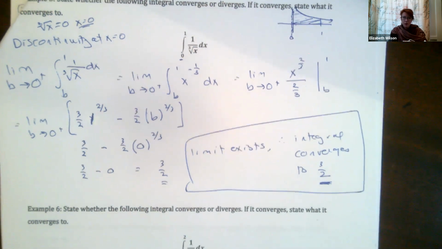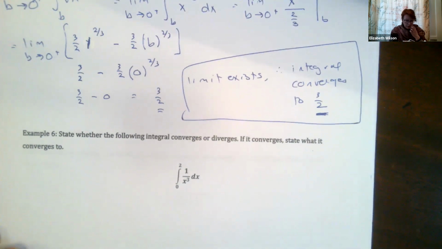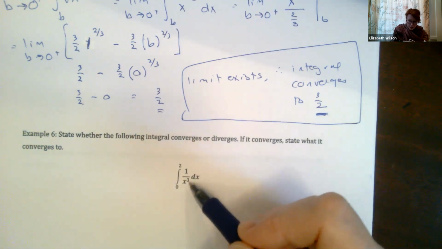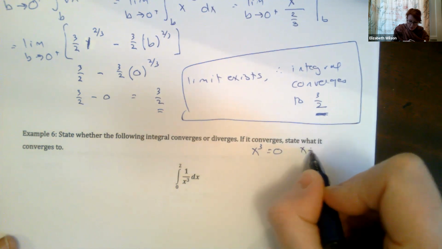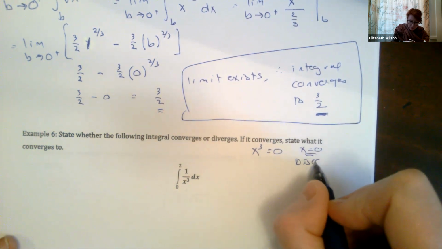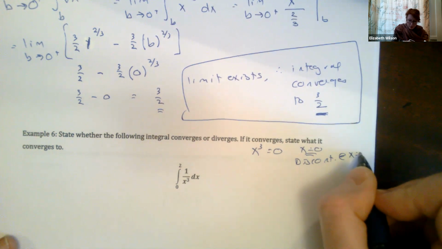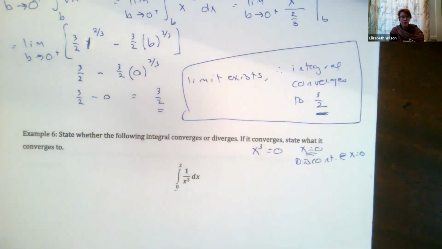Okay, I'm gonna start scrolling. We're gonna start rolling through different examples here. So this one, I've got x cubed. So x cubed equals zero, x equals zero. So I have a discontinuity at x equals zero. So that's right here also, again, in my bounds of integration.